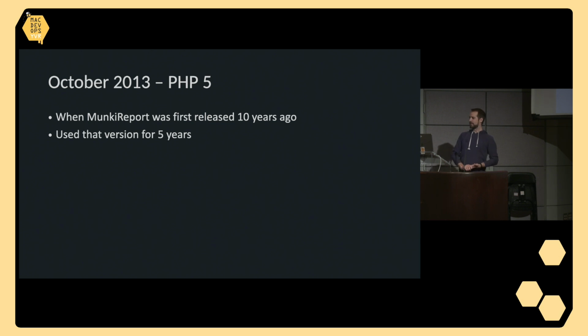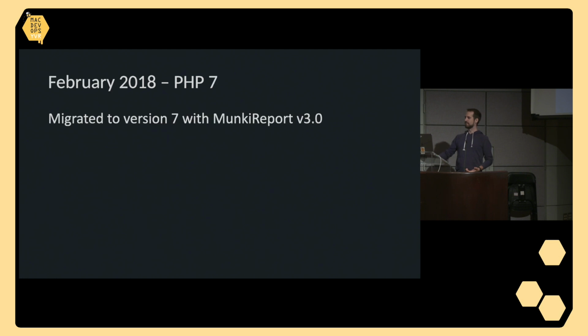And so October 2013, PHP 5, the new hotness. Everything was written in PHP 5 because it's great. JavaScript isn't really that powerful yet. Facebook is still amazing, built on PHP somehow. So we used PHP 5 or various versions of 5 for 5 years.